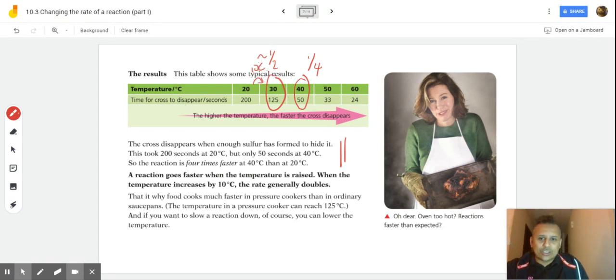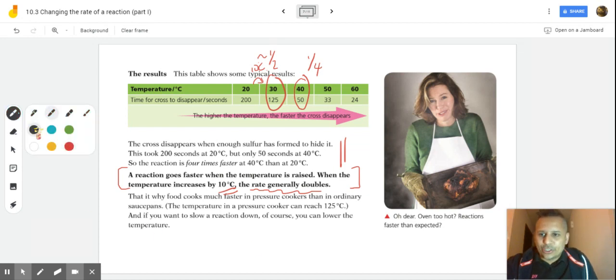Now, in chemical reactions, what we often find, and we use this in industry as well as cooking, is that a reaction goes faster when the temperature is raised, and when the temperature increases by 10 degrees, generally you get a rate that's doubling. That's just a pattern that we see across all chemical reactions. It's the reason why we use pressure cookers in our traditional methods of cooking.